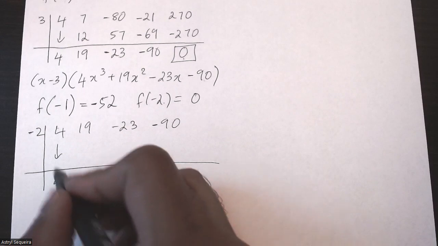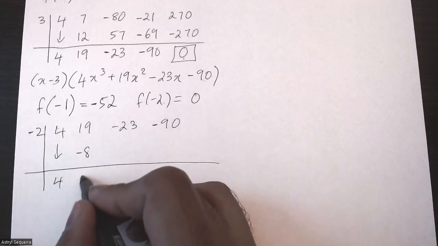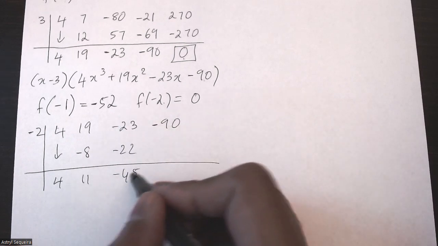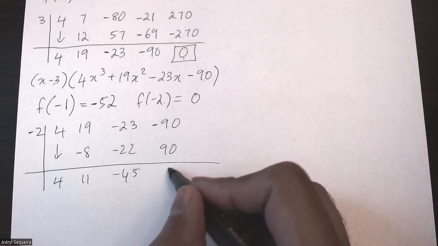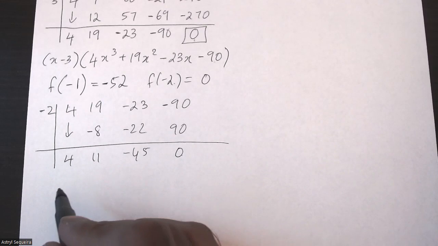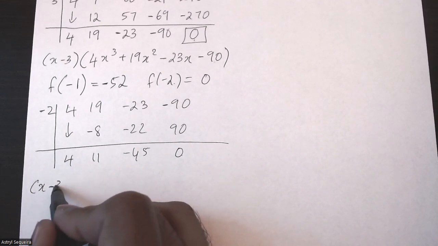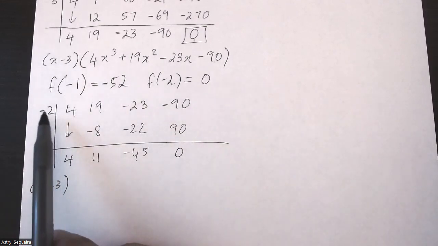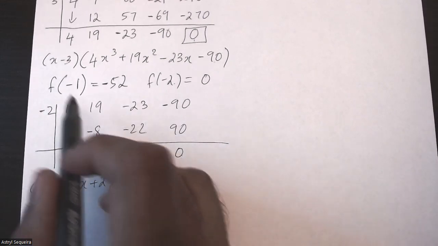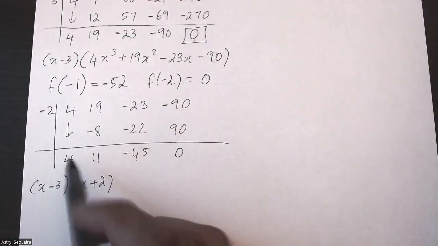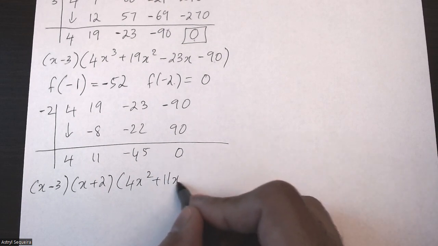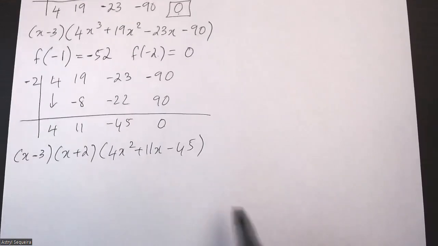Follow the same steps: bring that down, multiply those two, add these two, multiply those two, add these two, multiply those two. Final solution should be 0 because our remainder is 0. Now I can write this in an even more factored form. I'll start by writing the first x minus 3, which was already there. Then for this negative 2, it is x plus 2. And then the cubic equation will turn into a quadratic equation. And these are my coefficients here: 4x squared plus 11x minus 45.